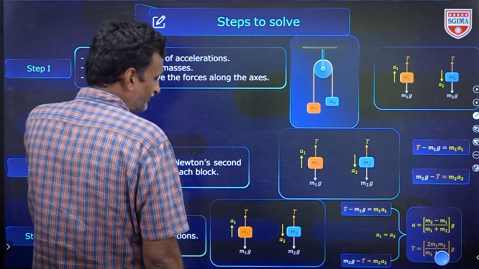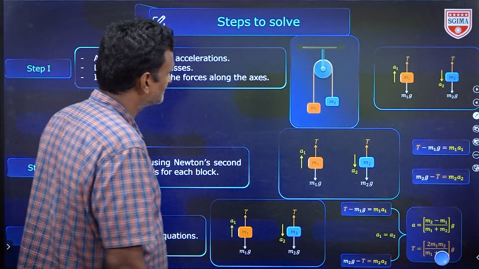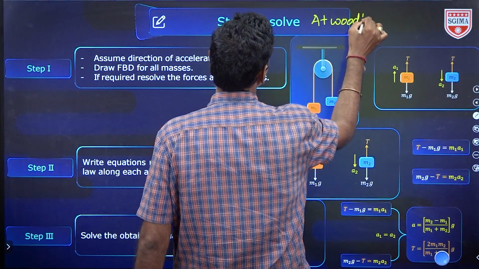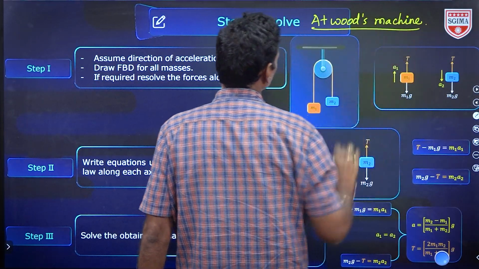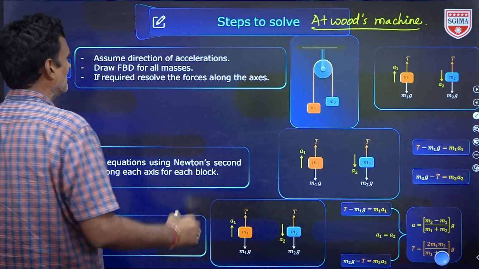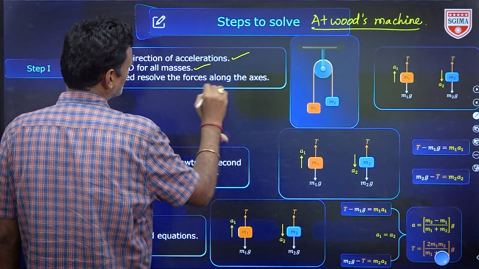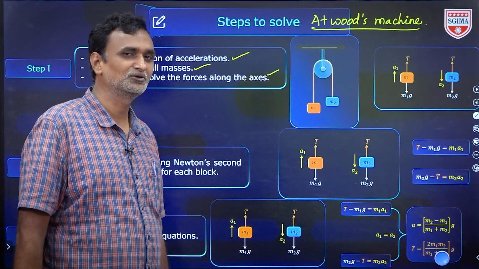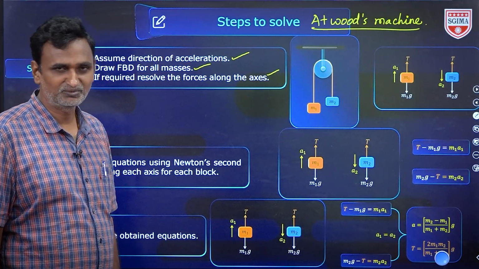Here are the steps to solving pulley questions, meaning connected bodies, but pulley model questions are actually also called Atwood's machine. First of all, step 1: assume the direction of acceleration and draw the FBD for all masses if required. Resolve the forces along the axis. Generally, if the block can move in any angular position, then resolving the forces is necessary. Otherwise, we have the first two conditions only, maximum, in all cases.